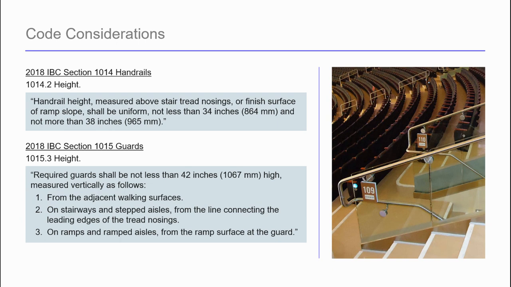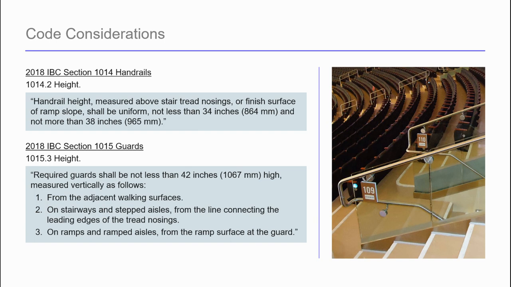So now that we have covered the 3 S's, structure, safety, and style, as well as guardrail attachment options, let's briefly cover the most common code considerations driving your guardrail design. So 2018 IBC section 1014 and 1015 address standard height requirements for both handrail and guardrail. Chapter 10 is means of egress. For handrail, remember a uniform height can measure no less than 34 inches and no more than 38 inches. Guardrails should not be less than 42 inches tall per the code requirements.